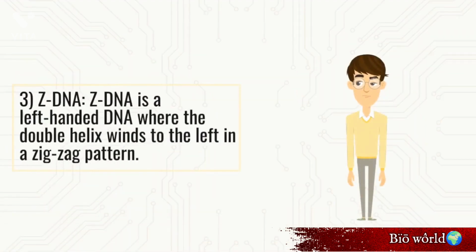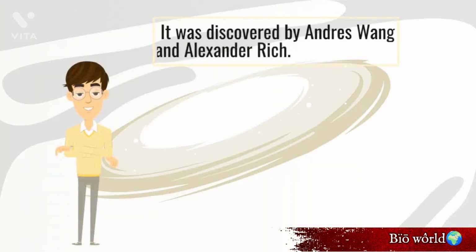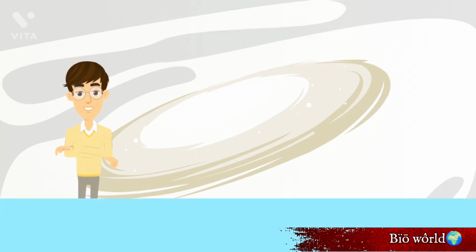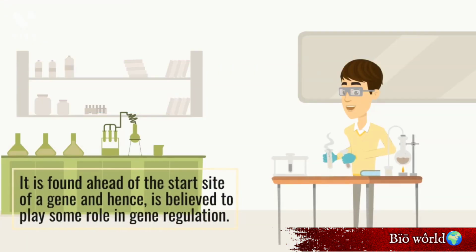3. Z DNA, Z DNA is a left-handed DNA where the double helix swings to the left in a zigzag pattern. It was discovered by Andres Wang and Alexander Rich. It is found ahead of the start site of a gene and hence, is believed to play some role in gene regulation.